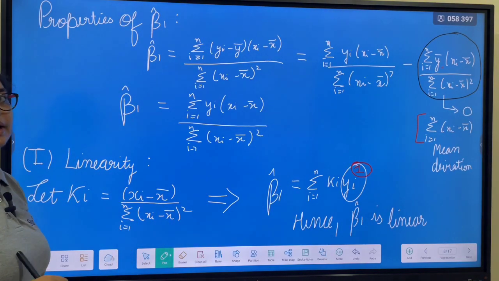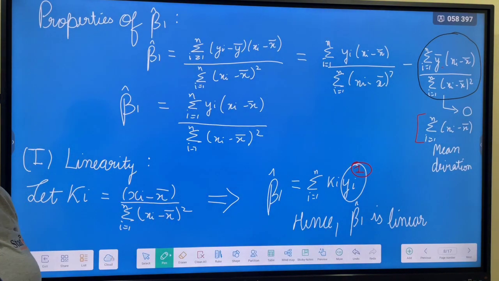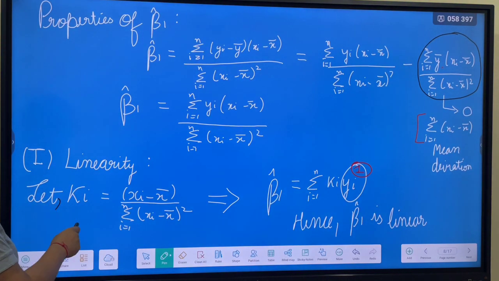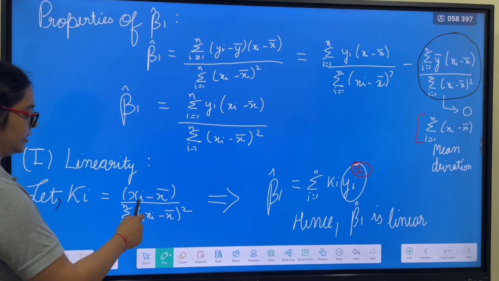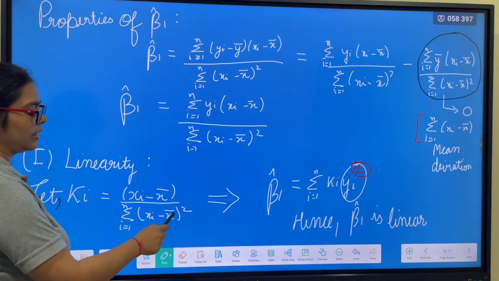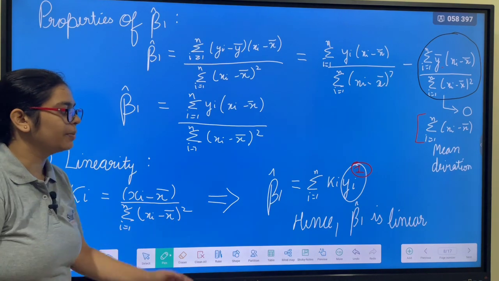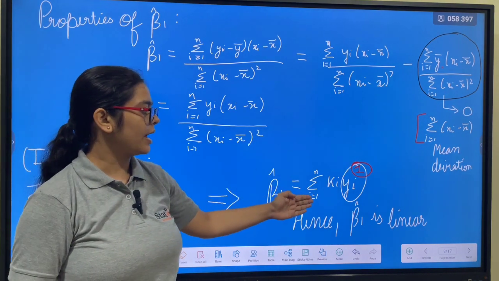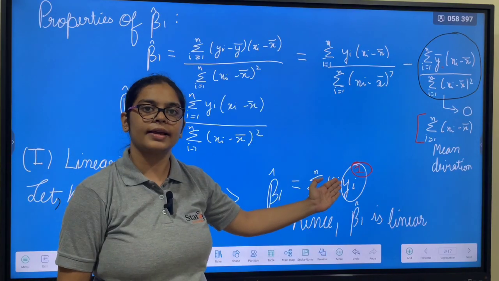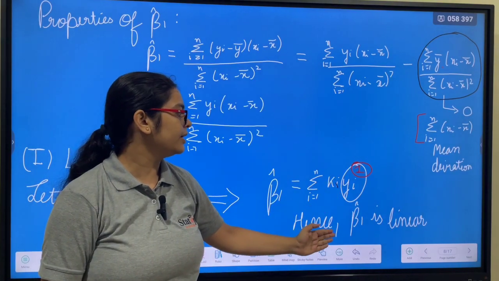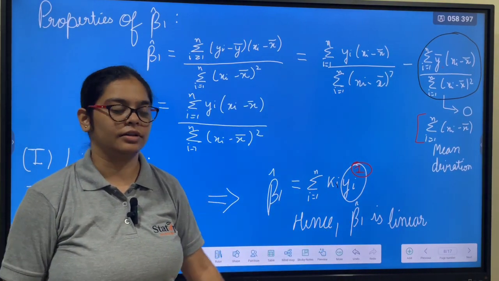So the first property that we have to check is linearity, whether our estimator is linear or not. So let us consider a variable ki. ki is equal to xi minus x bar upon summation i goes from 1 to n, xi minus x bar whole square. So beta 1 cap becomes summation i goes from 1 to n, ki into yi. Here the power of yi is 1. So beta 1 cap is a linear estimator.